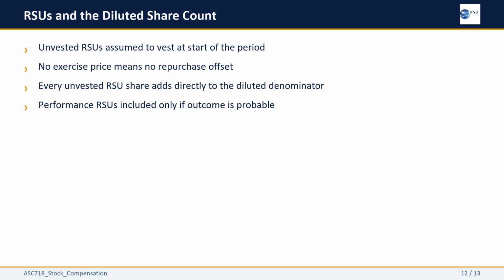Restricted stock units work differently from options in the treasury stock method because they have no exercise price. When you assume RSUs vest at the beginning of the period, the company receives no cash proceeds from that vesting. Without proceeds, there are no shares to repurchase, so there is no offset. Every unvested RSU share is added directly and in full to the diluted share denominator. For performance-based RSUs, you only include them if the performance condition is considered probable of being achieved as of the end of the reporting period. This is consistent with how performance conditions are evaluated throughout ASC 718.